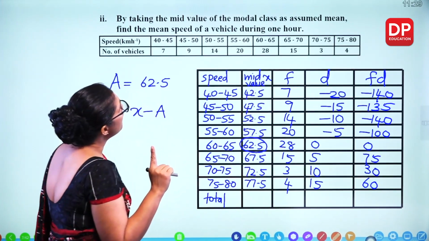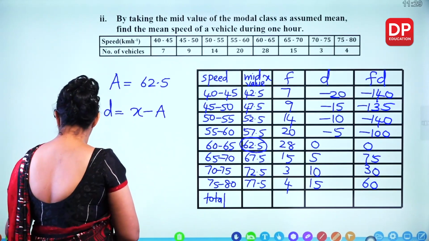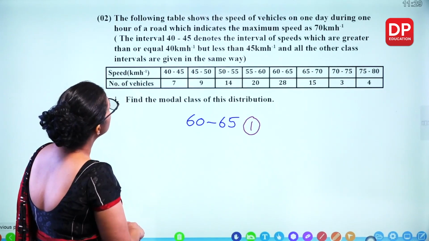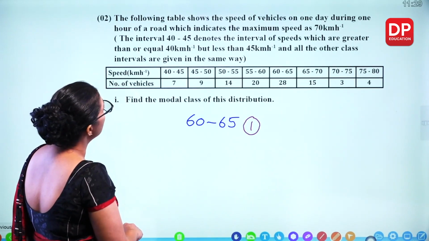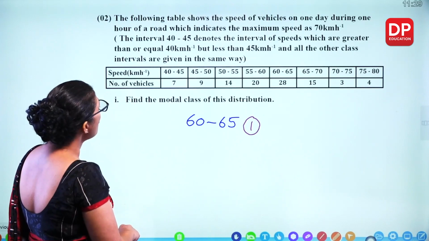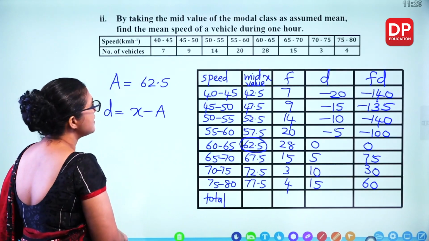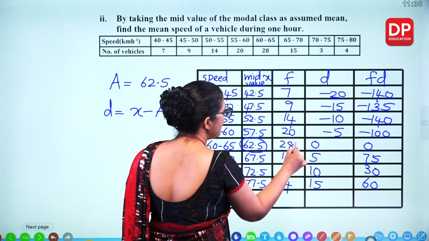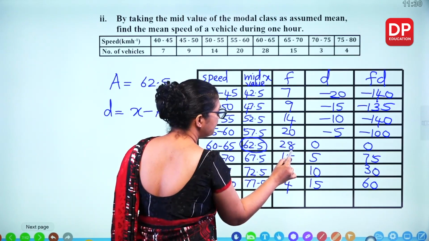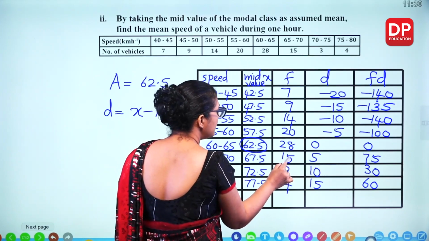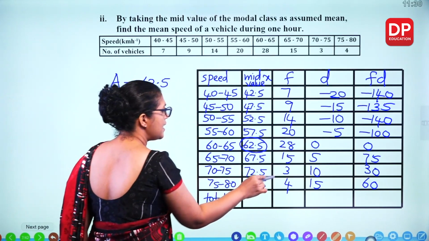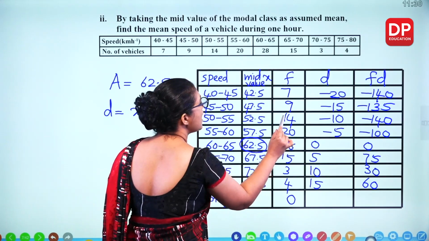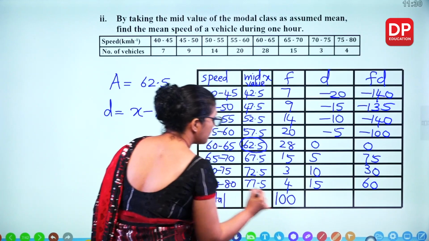Total frequency already given before. Just check. The following table shows the speed of vehicles. It's not given. So we'll add and see. 9 plus 7, 16, 20, 28. 28, 30, 33, 40, 5, 6, 7, 8, 9, 10, 100.